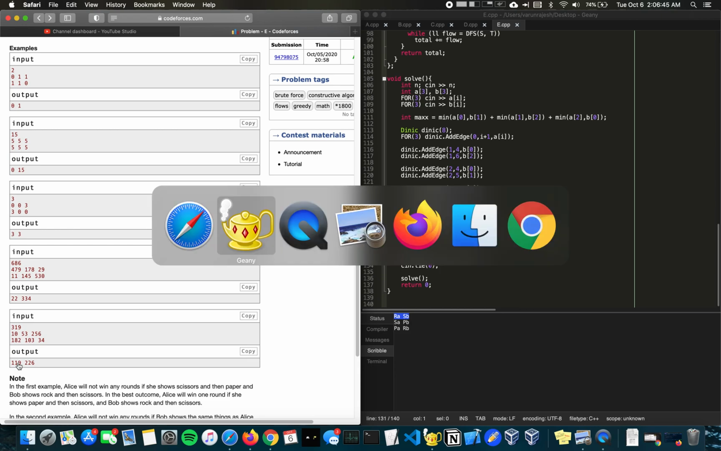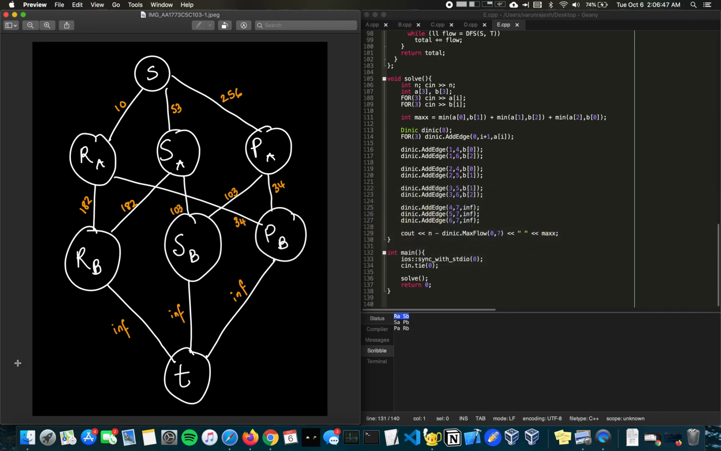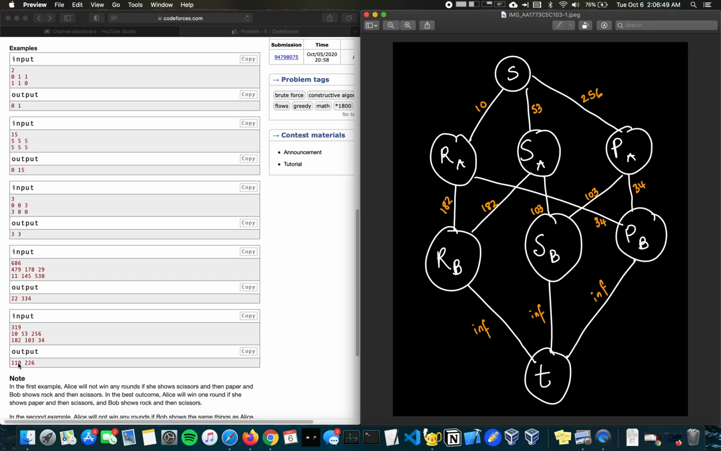Okay, so let's open this. This is the global source node. This is the global sink, and these nodes indicate that here Alice plays rock, Alice plays scissors, Alice plays paper, Bob plays rock, Bob plays scissors, and Bob plays paper. So we just need to now figure out how to link these intermediate edges, right?